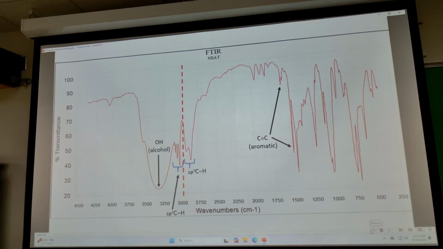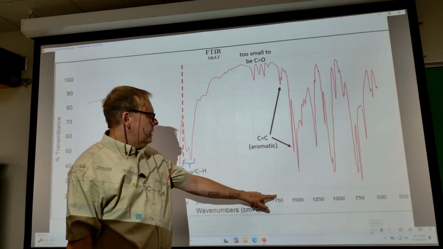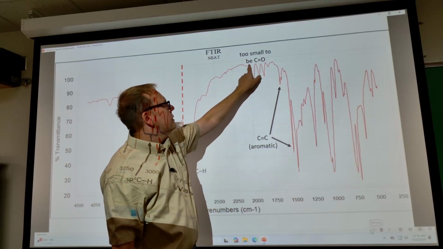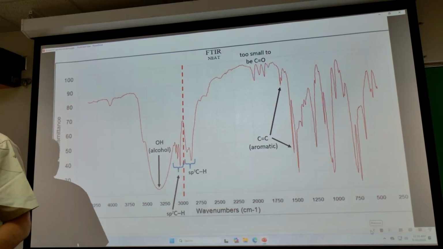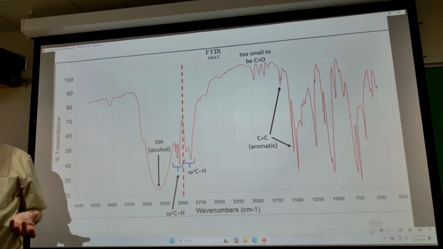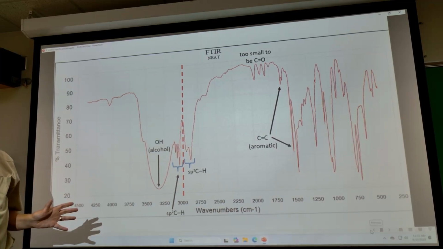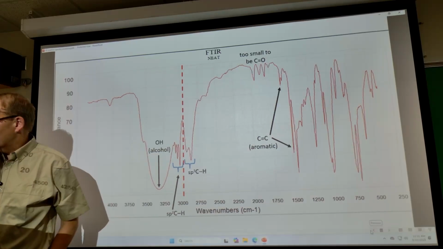And you might be wondering, what's this stuff up here? It's in the region of the aromatic, where you see carbonyls, but these are way too small to be C double bond O's, so you can just ignore them. They're from other vibrations that are occurring that are more complicated than the ones we're studying. So they're too small to worry about. I would say just ignore them. We're just going to go for the big absorptions.